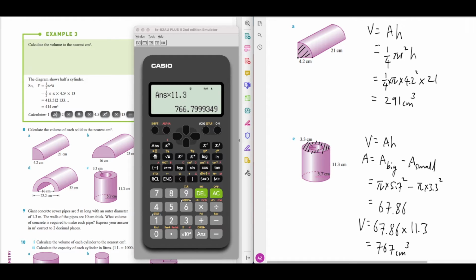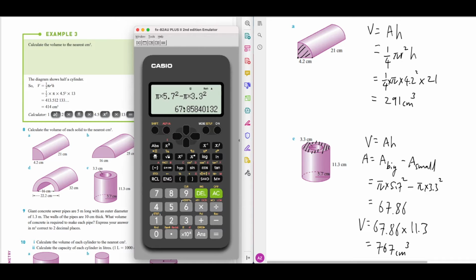So I'm just going to explain to you how to use the answer button. Say if I have this: pi times 5.7 squared minus pi times 3.3 squared. Now I have this long answer, right? If I want to use the exact value of this, rather than typing 67.86 into my calculator, I can just use the answer button.